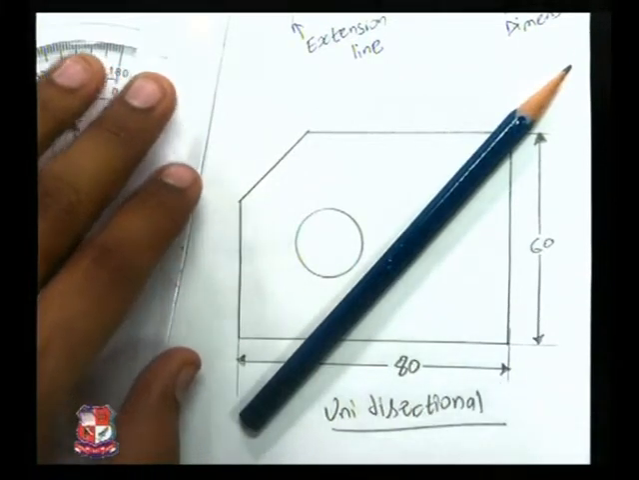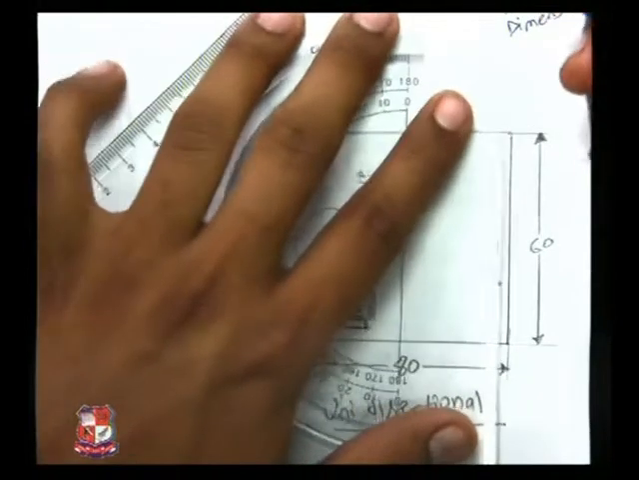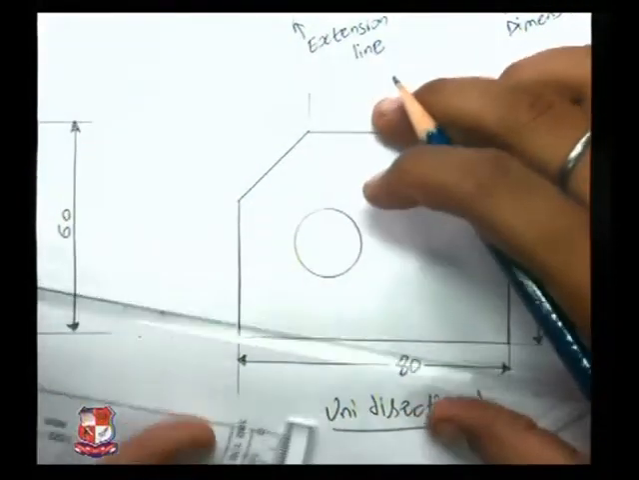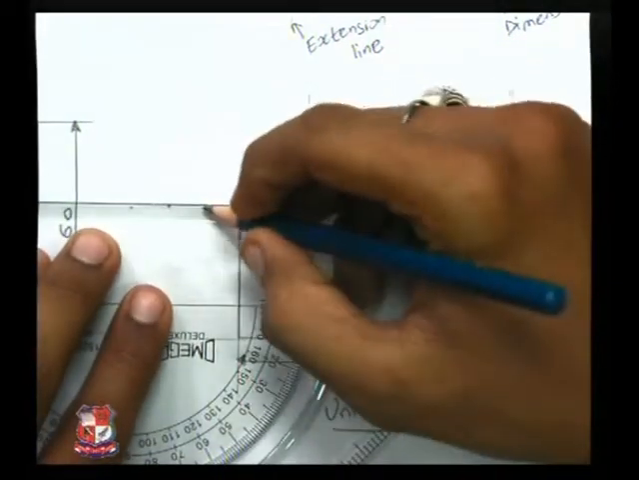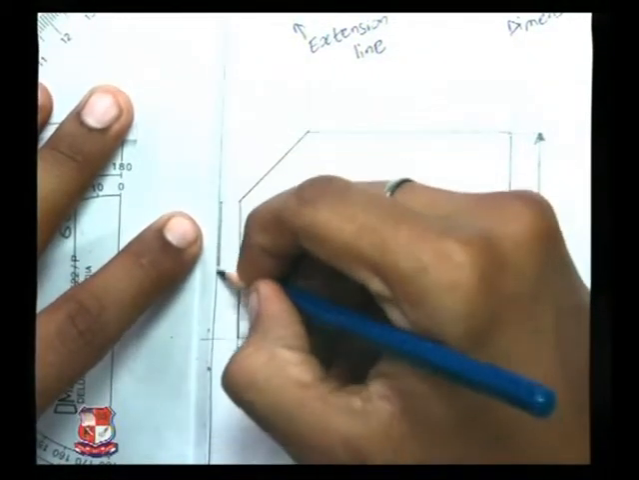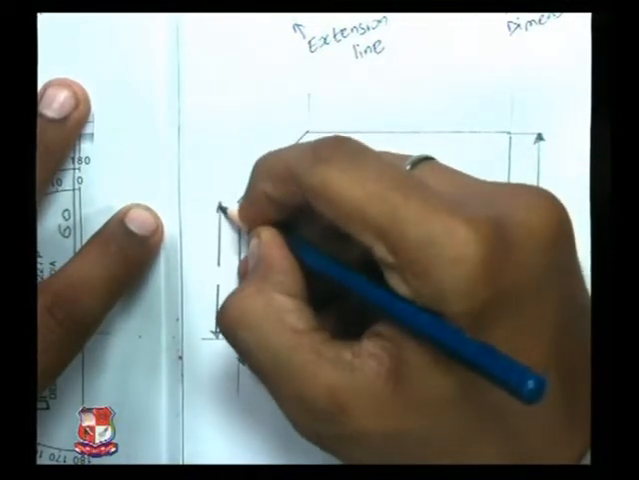Now again giving the vertical dimension on another side, vertical dimension on another side, break in the middle, close filled arrow on both the side.